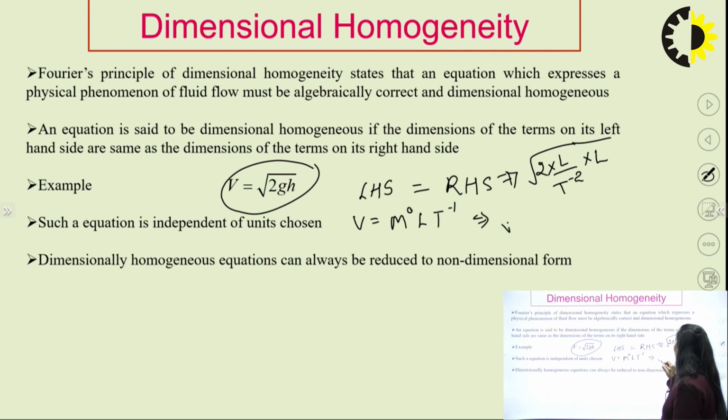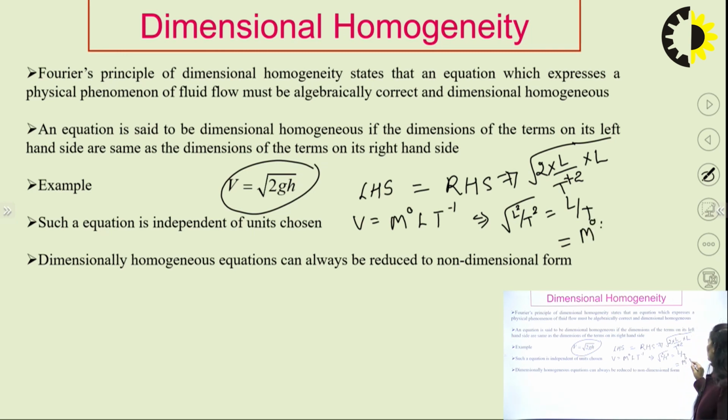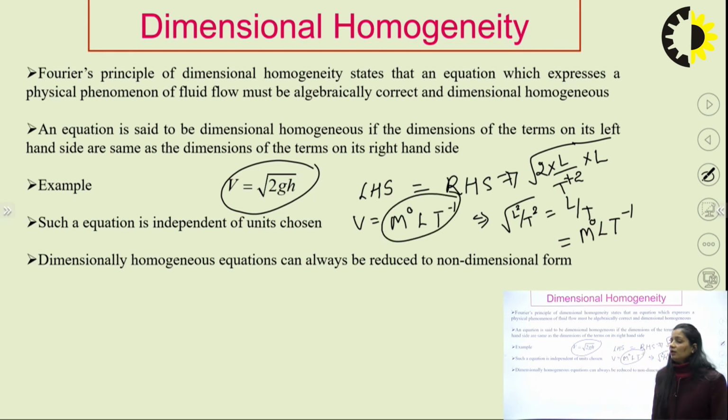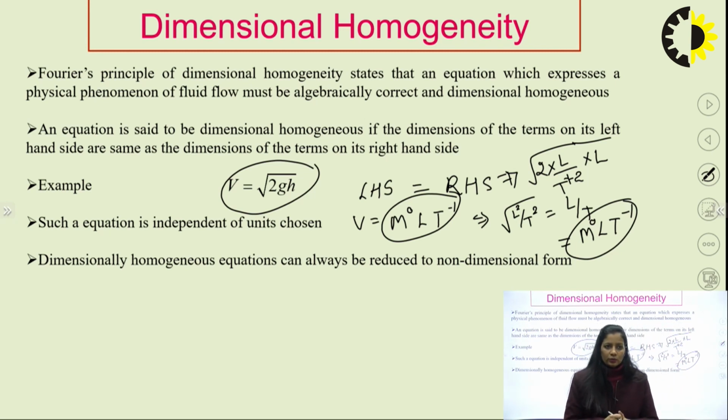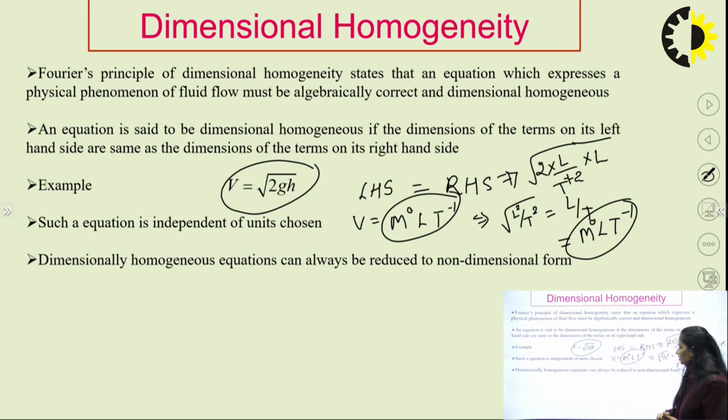Okay, so what will you get? L square by T square. This is plus actually. So what will this become? Obviously L by T, or you can say the dimension for RHS will be equal to m0 L t to the power minus 1. So here you can see the dimension for LHS is equal to the dimension for RHS. So we can say that dimensional homogeneity exists in this particular equation. Okay, so a dimensionally homogeneous equation can always be reduced to non-dimensional form.